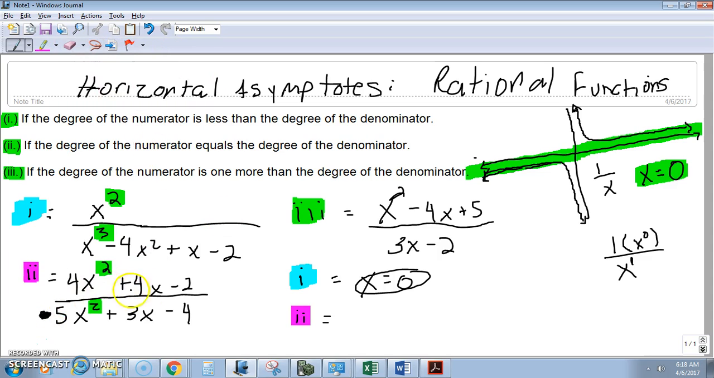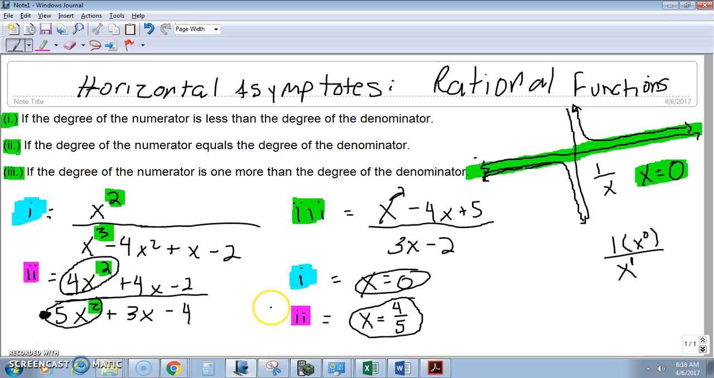So we look at those. We have 4 and we have 5. When they're the same, you're looking at the coefficient that is in front of the degree that we are working at. So we're only looking at the 4 and we're only looking at the 5. We're not looking at this 4 and this 3. We're not looking at this 2 and this negative 4. We're looking at this 4 and this 5. That makes our horizontal asymptote x equals 4 over 5. Okay, you just take the coefficient on the numerator of the highest degree and you divide it by the coefficient of the denominator that is of the highest degree.